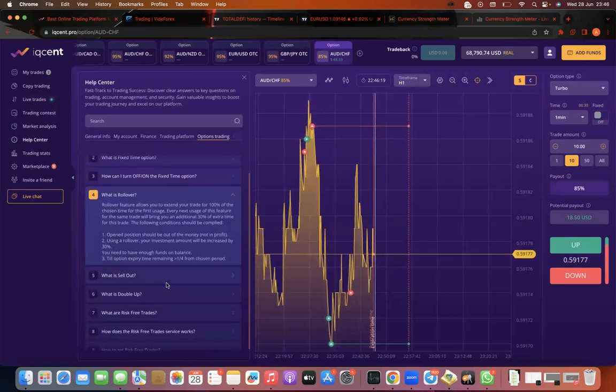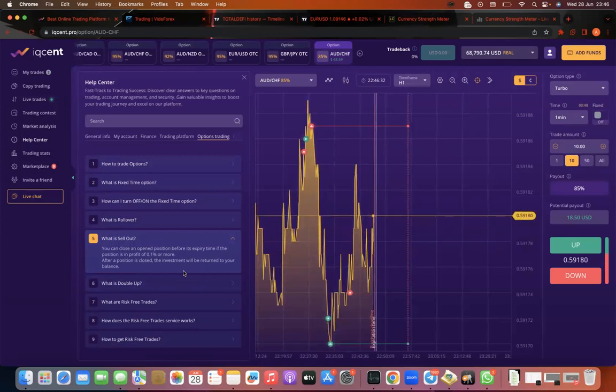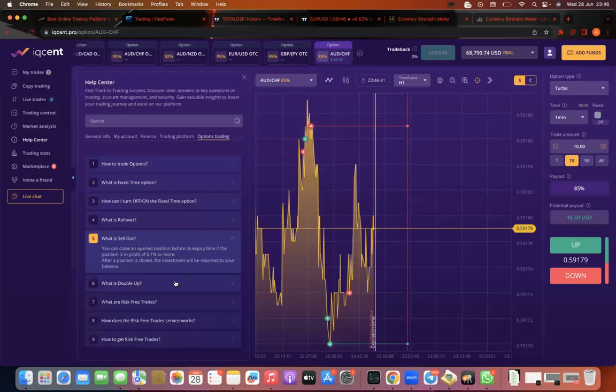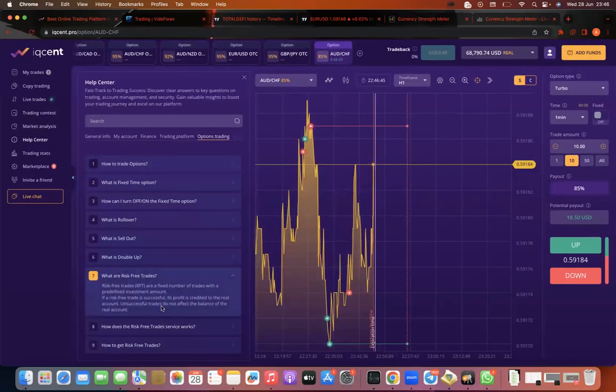Sell is basically you selling your position to the broker. You can close the trade before it expires. You can just sell out the trade. If you're not really sure of the trade, you can just sell it out. So if you bought a trade of $10, you won't sell it out for $10. The broker won't buy it from you for $10. The broker may buy it from you for $7. You can also see double up and all of that. You can just read on them. Risk-free trades, anything you actually want.